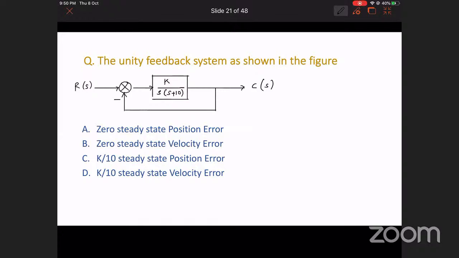C, this is K by 10. Is there anybody who wants to differ from Prasanna? He got steady state position error as K by 10. Is there anybody with another option, or shall we consider C as the correct option? Come on, guys. Take a minute. No problem. One more minute you take. Okay, everybody's getting C. That's great. I don't know what you did, but you got option C. Very good. Let me see if it is correct.